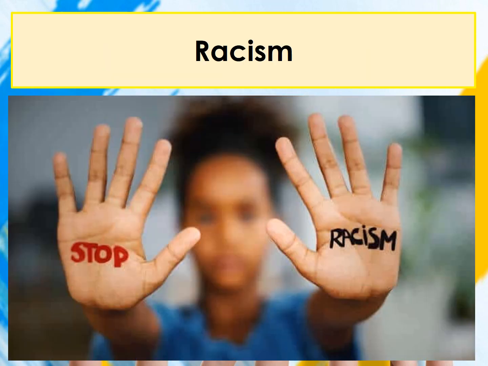And number 10 is racism. So what is racism? Why is it a problem in society? And what can be done to stop racism so our relationships with each other are better?